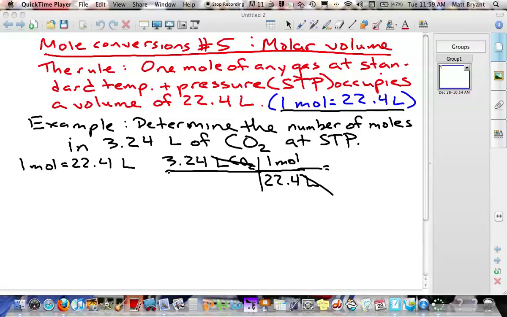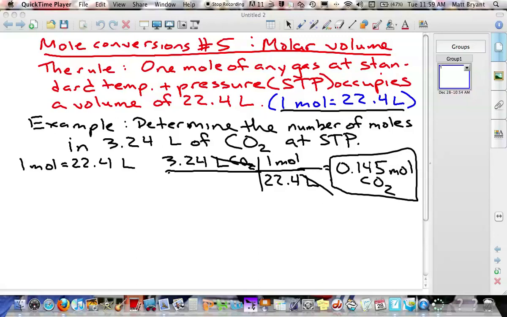So 3.24 liters in our calculators divided by 22.4 gives us an answer of 3 sig figs again, 0.145 moles of CO2. And again, always important to include your units.